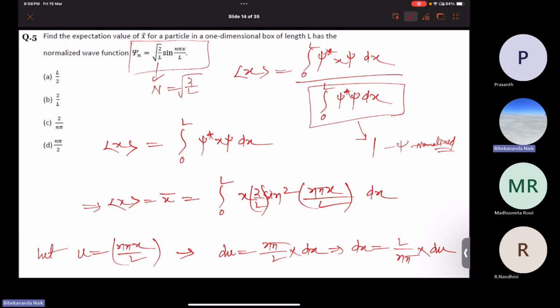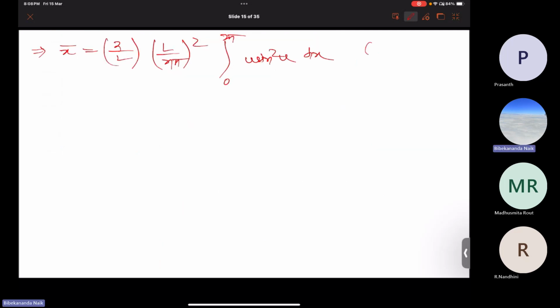Because here when x equals 0, u equals 0. When x equals L, u will be n pi. Because when x equals 0, u equals 0, and when x equals L, u is n pi.